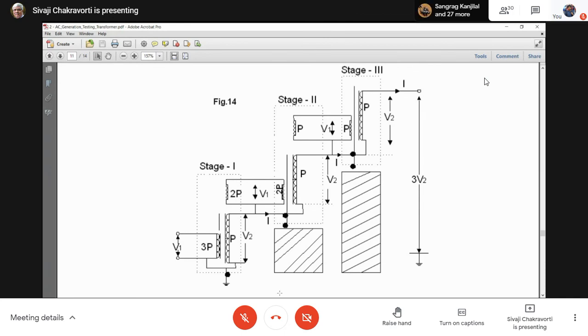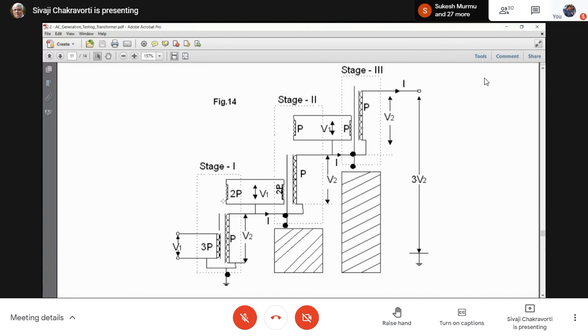And the secondary is again voltage V2, current I. So it is V2 into I, that means P. So the primary of stage 1 must have 3P, that is P secondary, 2P tertiary. So what is the KVA rating of stage 1? This is 3P. What is the KVA rating of stage 2? 2P. What is the KVA rating of stage 3? P. So total KVA 6P. And what is the output KVA? 3 V2 into I, so that means 3P. So it is 50%.